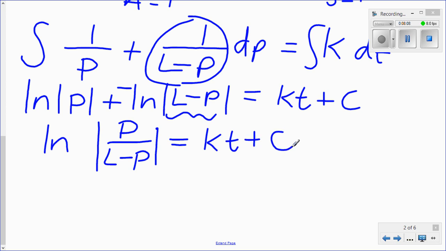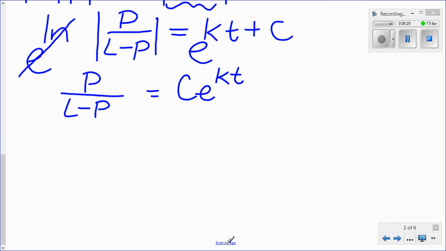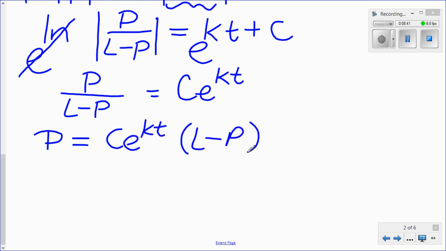All right, and remember, we're trying to solve for P here. So the next thing I would do is exponentiate each side. And so I'll end up with P divided by L minus P equals C times e to the kt. All right, now, in order to solve for P, I would next multiply by the L minus P on both sides.